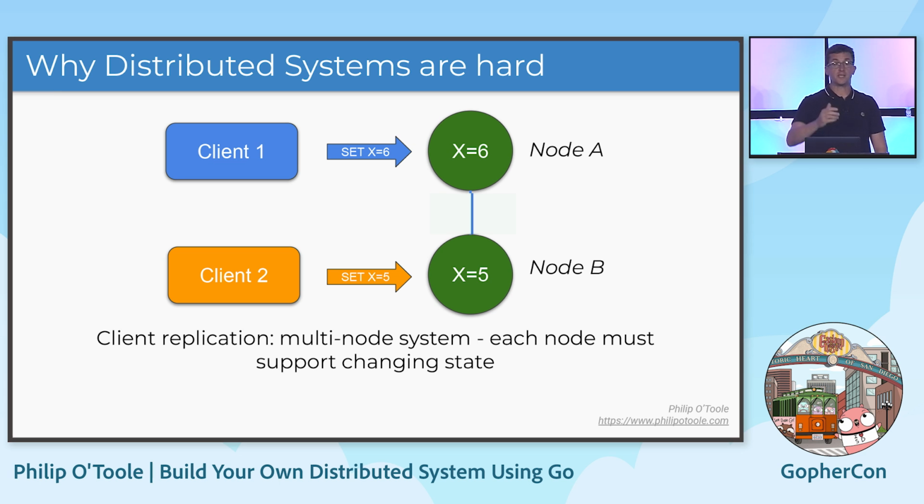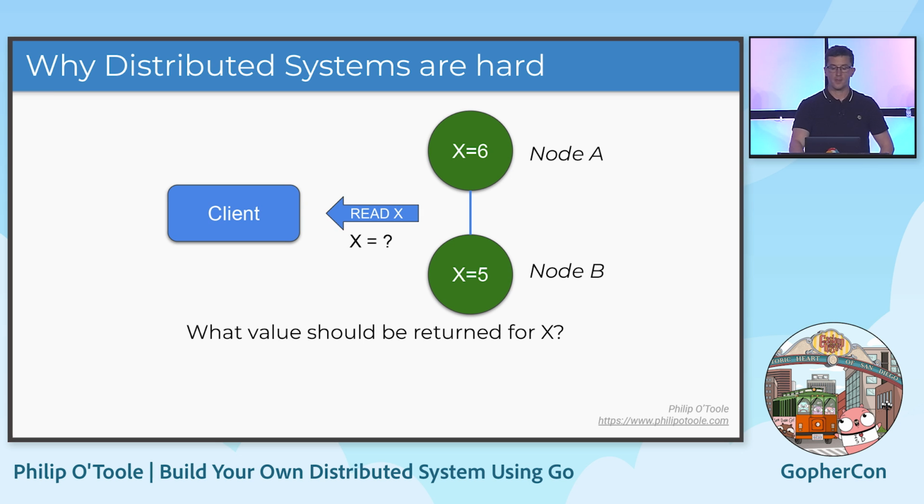And if each node can accept these updates, you now must solve the problem of multiple clients coming in at the same time with conflicting updates to the same piece of data. And if there is a partition, it's even harder to define what the system should do when X is read. Because when that partition goes away, you need to decide which value X is set to.